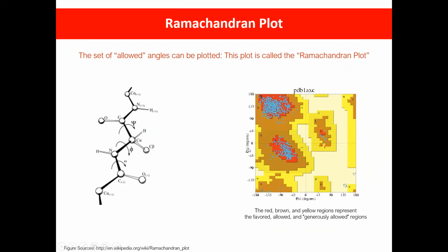And if you do it for any given protein, and you find that all the amino acids, shown here in blue, are falling either in the core regions, shown here in red, or allowed regions, shown here in brown, or generously allowed regions, shown here in yellow, then you can be confident that you've got the correct structure of the protein. And if most of them are falling in the forbidden region, that means you have not got the correct structure of the protein.